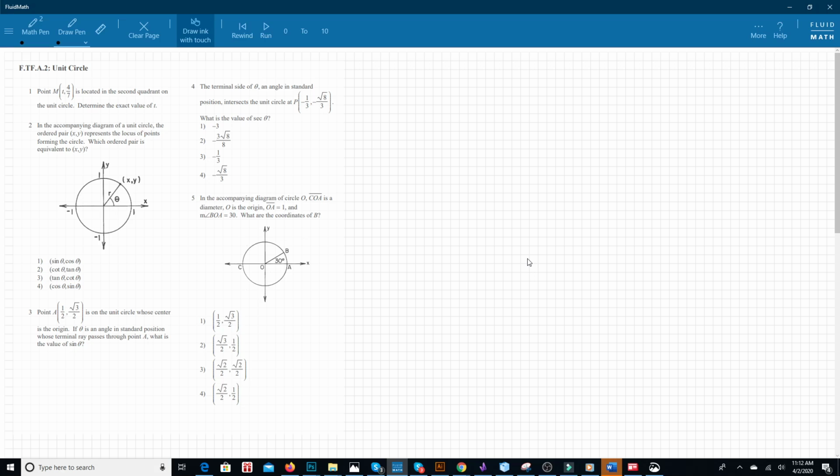Question 4. You may want to pull up the unit circle that I uploaded to Google Classroom yesterday, so you guys could take a look at it. They were talking about the terminal side. The terminal side is the side where the arrow terminates. I'll explain it in the unit circle. Give me about 5 minutes.